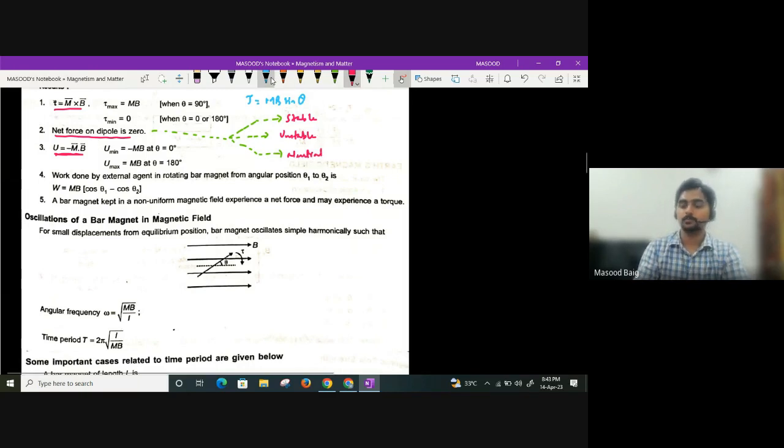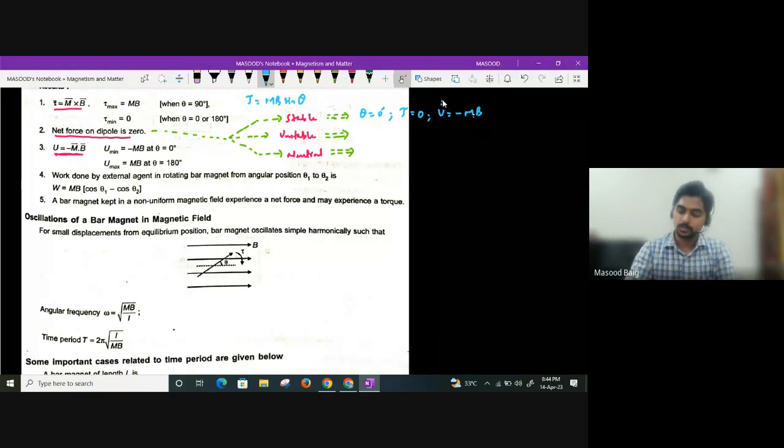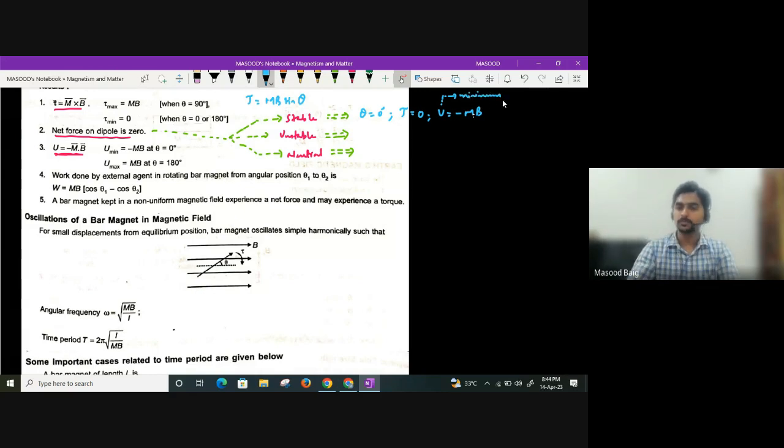So for stable equilibrium, what are the conditions? For stable equilibrium, theta value will be 0 degrees. So what will be the torque? Torque will be 0 again in this case. What will be potential energy? Is it minus mb cos theta or not? So directly you can write potential energy will be minus mb, which is the minimum value. Force, anyhow, is going to be 0 itself.